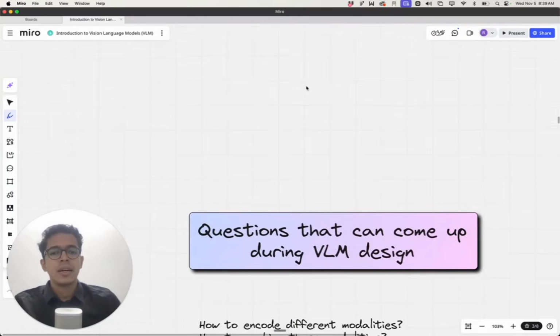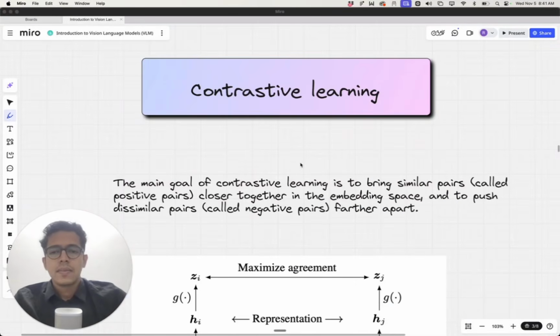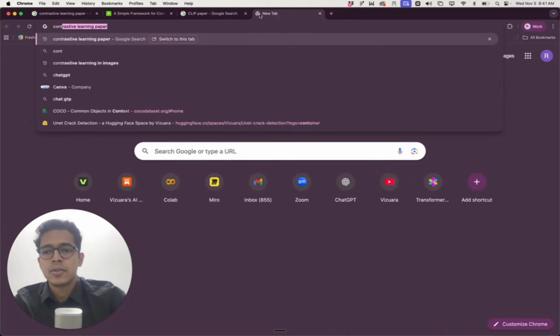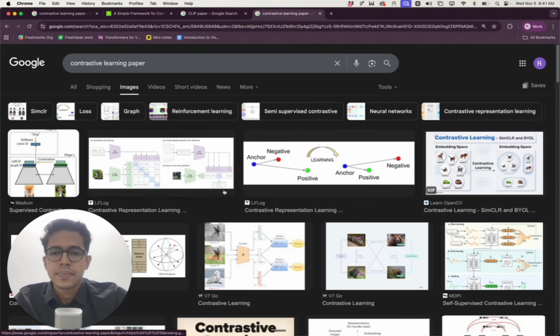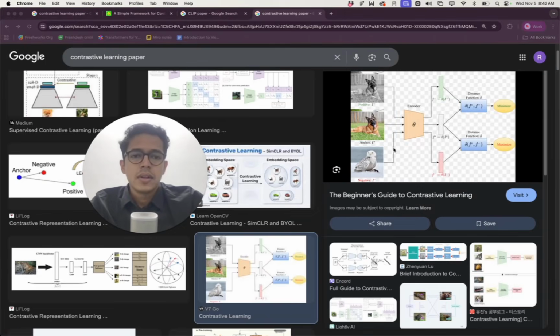In today's lecture, let's see what exactly is contrastive learning. The main idea behind contrastive learning is to maximize the similarity between what we call positive pairs and minimize the similarity between negative pairs, so they should be as dissimilar as possible. Let's see what this means from the contrastive learning paper itself. If we just Google contrastive learning and look for images, there is one nice image which shows this idea perfectly.